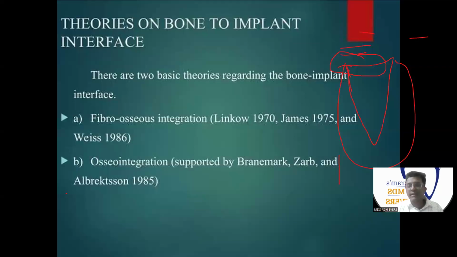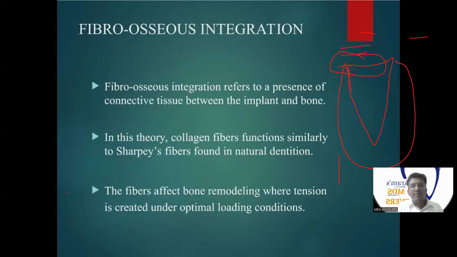Osseointegration was given by Branemark, Zarb, and Albrektsson, and the fibro one was given by Linkow, James, and Weiss. Fibro integration refers to the presence of connective tissue between the implant and bone. Simple thing: implant, bone, and there is a fibrous tissue. Thereby fibro integration means fibrous tissue integrated into the osseous tissues, so fiber and bone.